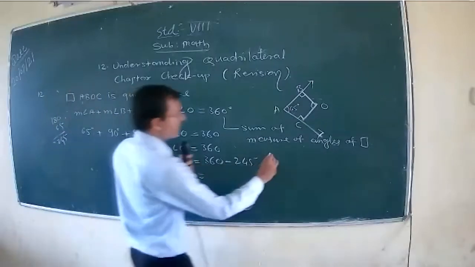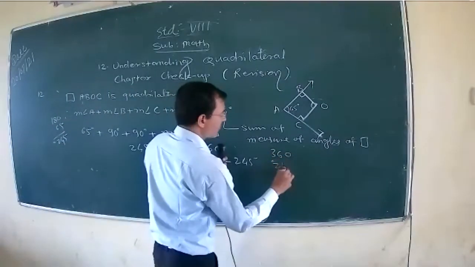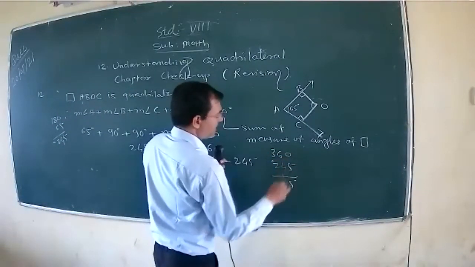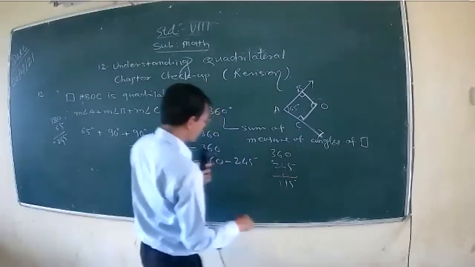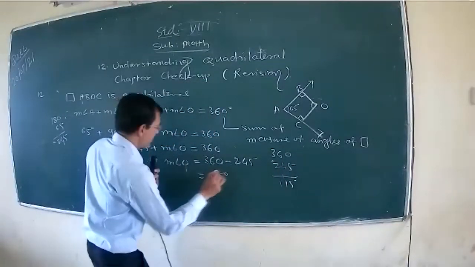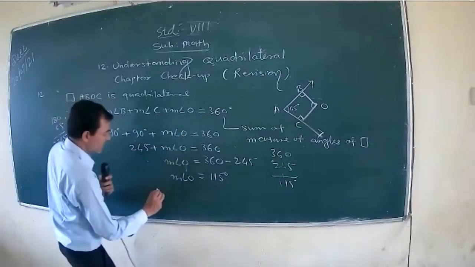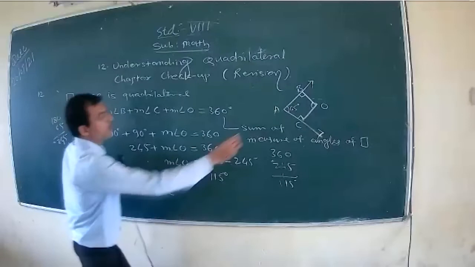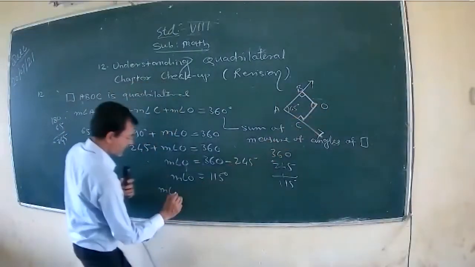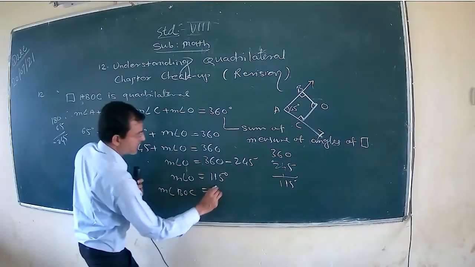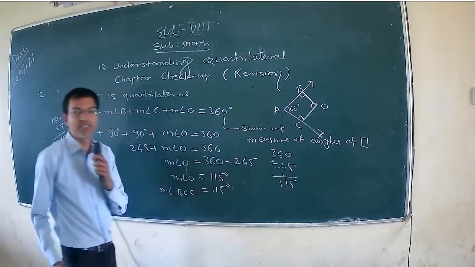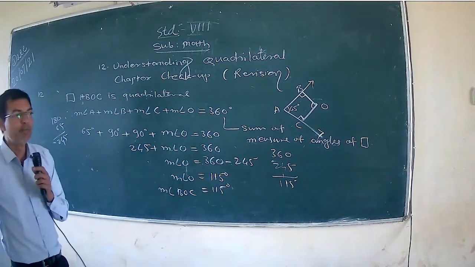360 minus 245. 5 here, 1 and here also 1. 115 degree. So measurement of angle O is equal to 115. O means you can read it as BOC. Angle BOC is equal to 115 degree. So in this way you can easily find the measurement of angle BOC.